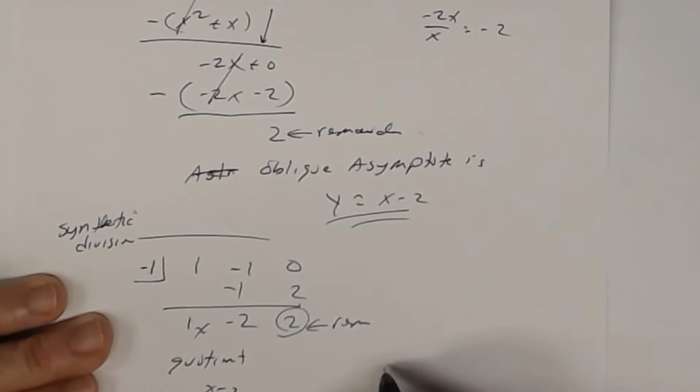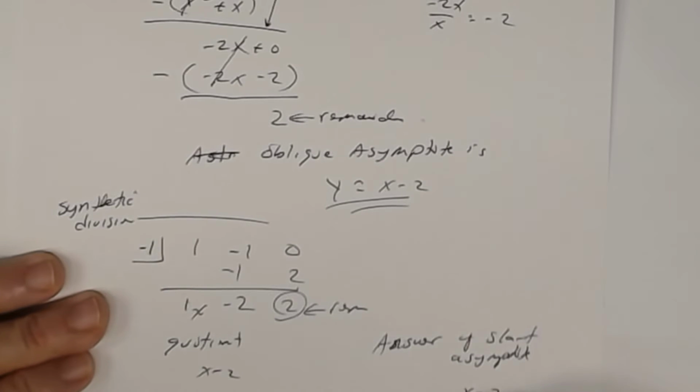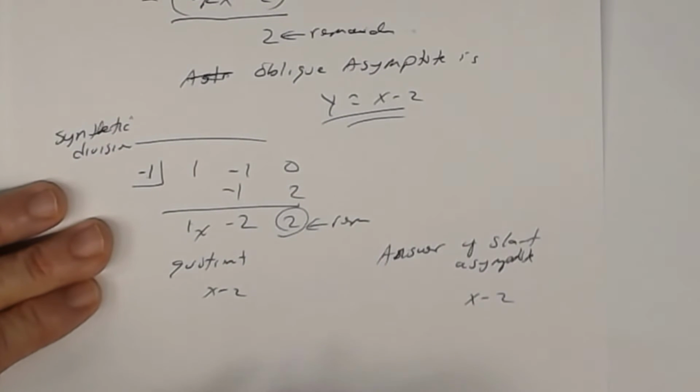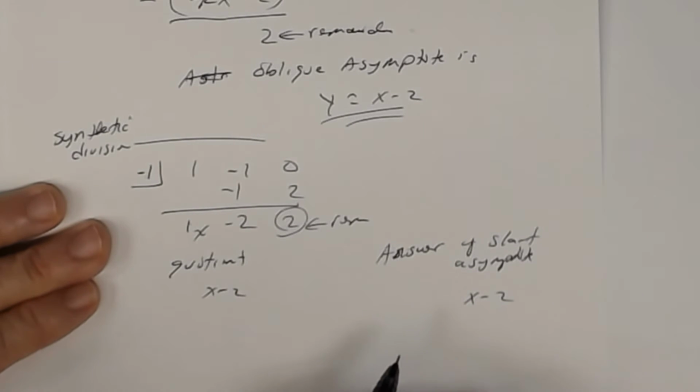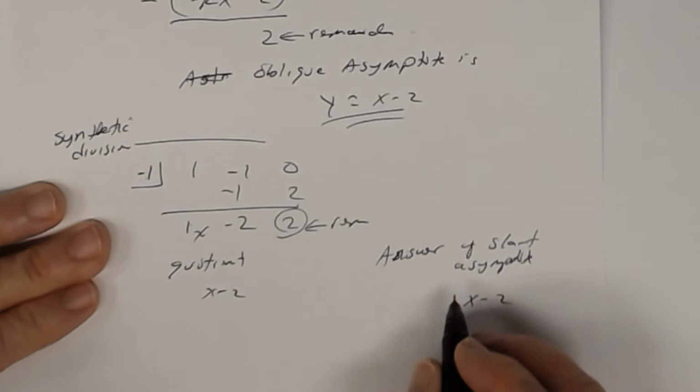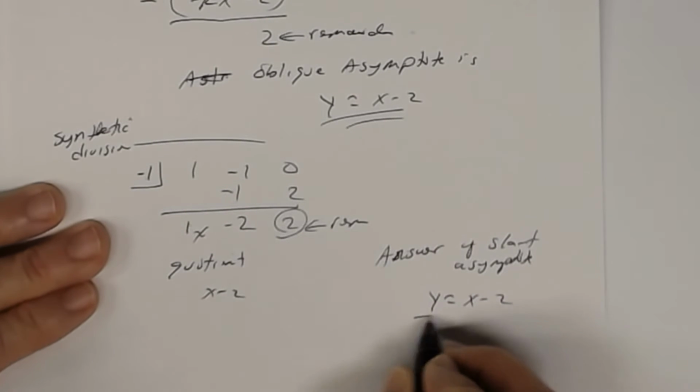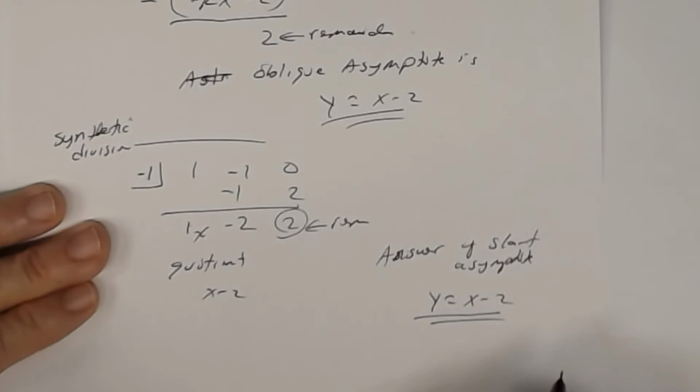Don't forget though, don't say that the answer for the slant asymptote is just x minus 2. If all you put is x minus 2, you're not going to get full points because you didn't tell me this in terms of an equation. What is the equation of that slant asymptote? The equation is y equals x minus 2. Okay, that was number 4.